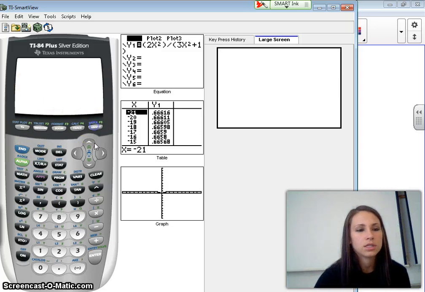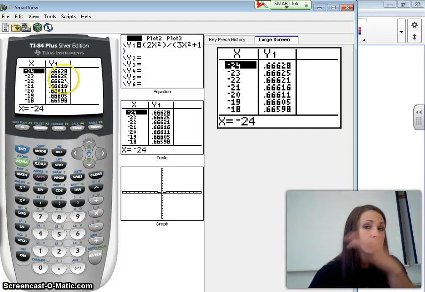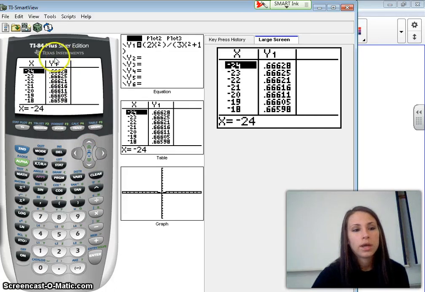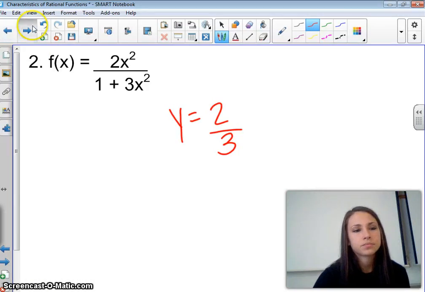And you can check that decimal by looking in your table. You can see it's getting close to 0.66666666, which is just 2/3, way out here towards the negative end. If you were to go to the positive end, it'd be the exact same way.